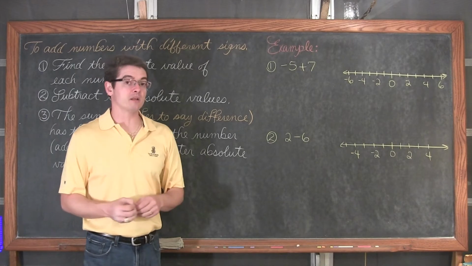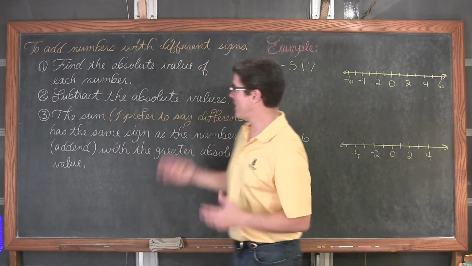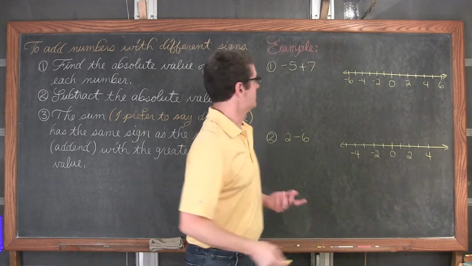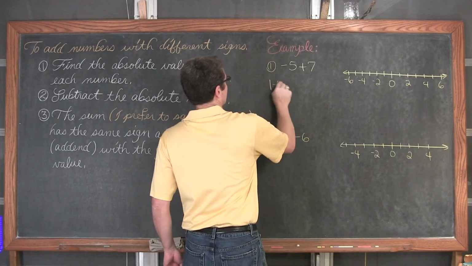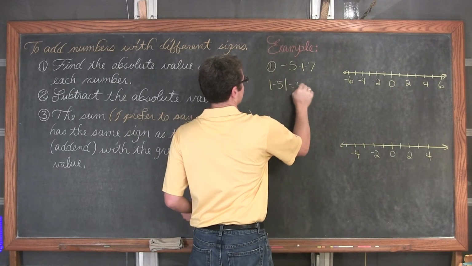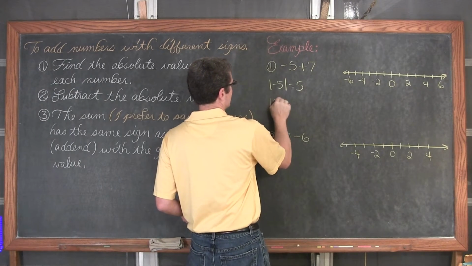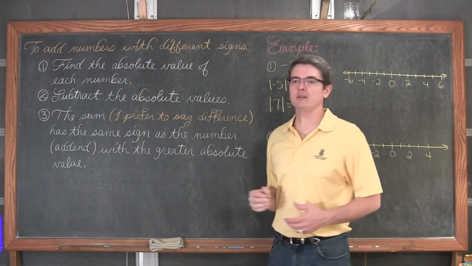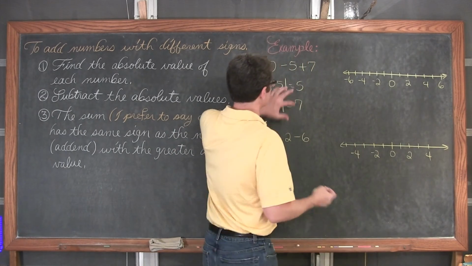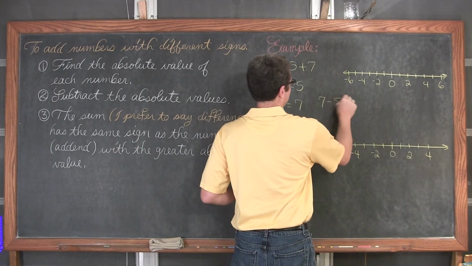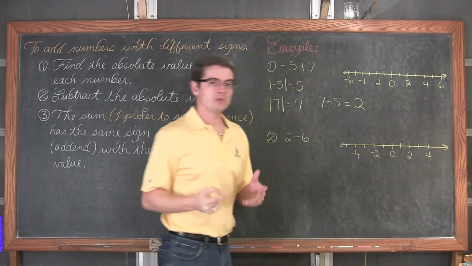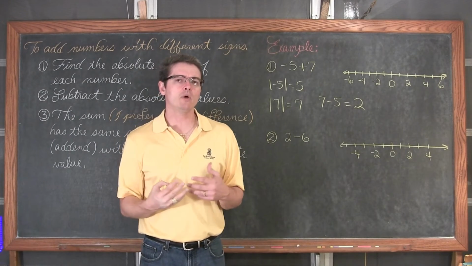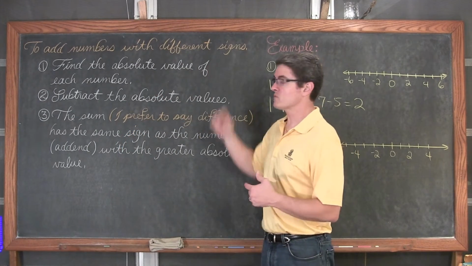We have negative 5 plus 7. Well, if you're following these directions to a T, you're going to find the absolute value of each number. So the absolute value of negative 5 is equal to 5, and the absolute value of 7 is equal to 7. And we're supposed to subtract these absolute values. So 7 minus 5 is equal to 2. Is the answer 2 or is it negative 2? That's always a question you have to ask when combining real numbers with different signs.